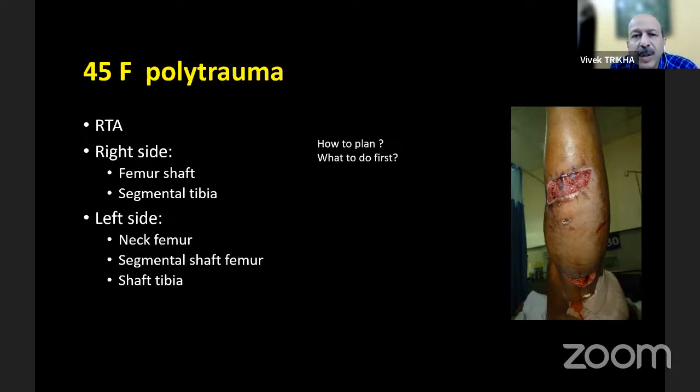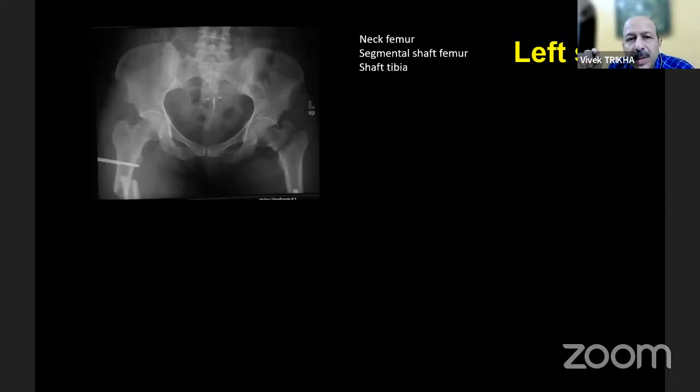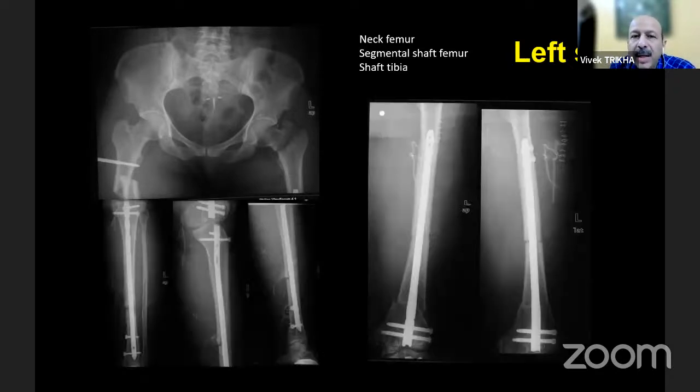All the things which we have talked about may not work here because the patient is a polytrauma patient and many times you need to do damage control orthopedics. In the first sitting, we managed those conditions as much as possible. We fixed some of the fractures on the left side. The right side was put on a fixator. On the left side, for the segmental femur, we put a retrograde nail, leaving the intertrochanteric neck femur fracture aside right now, because we wanted to fix the lower limbs as much as possible based on damage control.